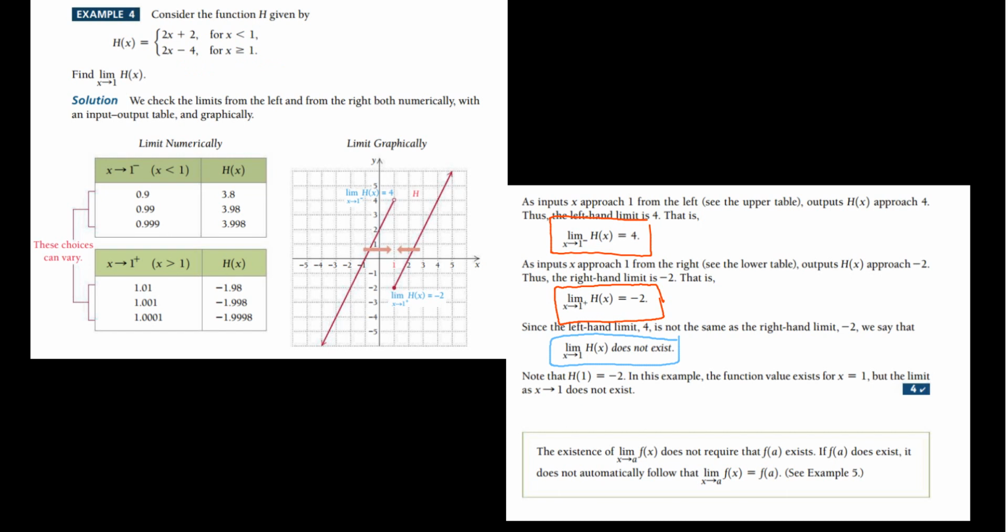Down here, the existence of the limit as x approaches a of f of x does not require that f of a exists. If f of a does exist, it does not automatically follow that the limit as x approaches a of f of x is equal to f of a. And we're going to see that in example 5. I just said a lot of words, really too fast. I'm sorry. We'll get to example 5 though.